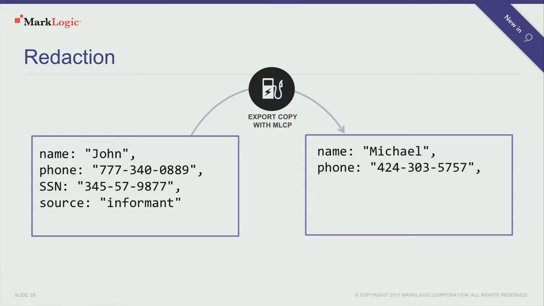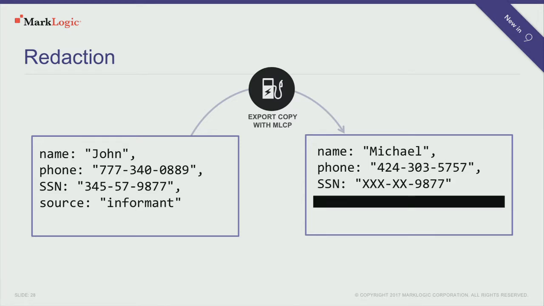You can also do random. So we can randomize information. We can mask information with redaction. Or we can take it out completely. So again, flexibility. And the idea is that a security administrator can set up these redaction policies, and then a DBA can use those redaction policies to move data around outside of MarkLogic.